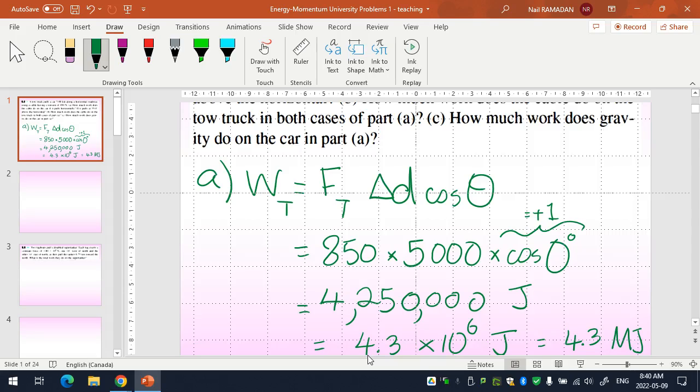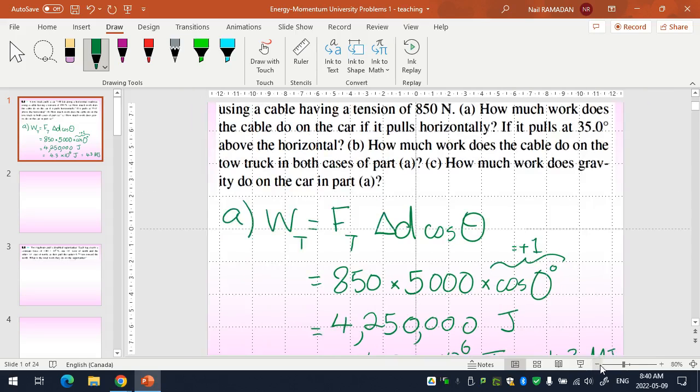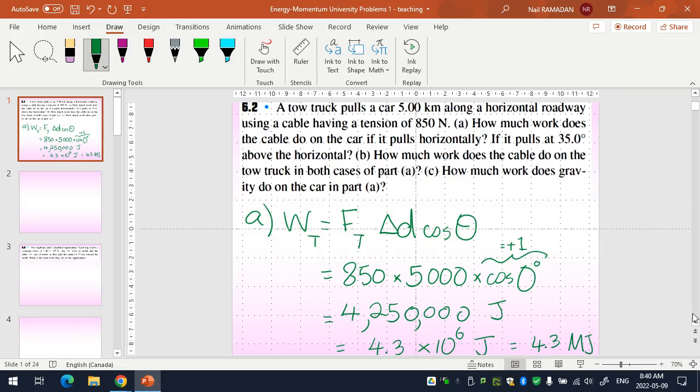Okay? All right. That was part A. That's all there is to it. Okay, what's part B? If it pulls at 35 degrees above the horizontal. Technically, that's also a part of part A as well. What's the only thing that should change here? The degrees. So it's exactly the same kind of work, but now the cosine theta will be cosine of 35 degrees.